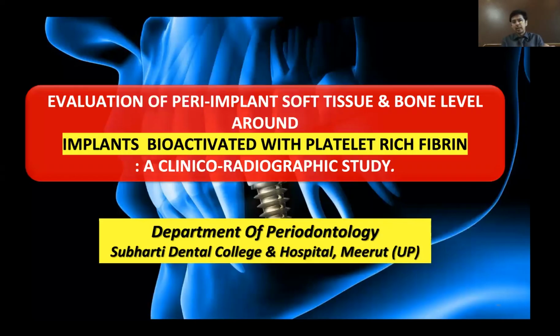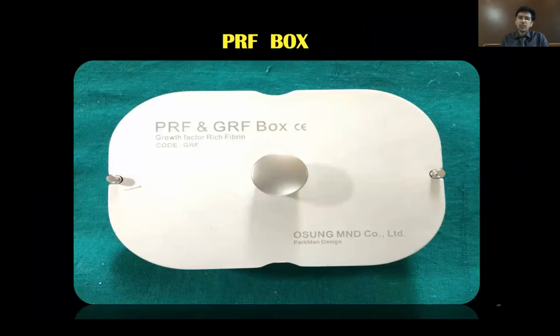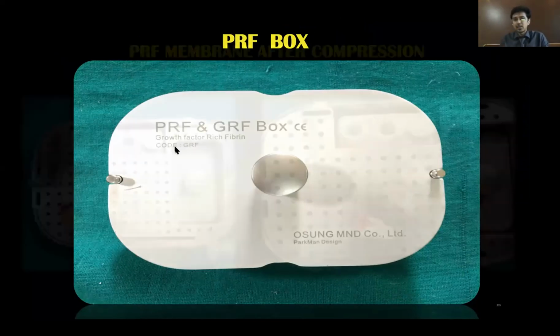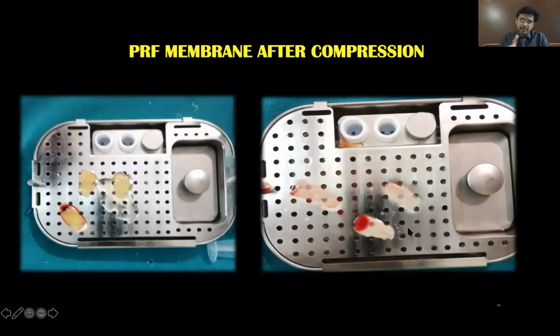I was the co-guide for the implant bioactivated platelet rich fibrin study. In this we used the original Choukroun box. Choukroun was the person who gave PRF, and he has also designed an indigenous Choukroun box. The cost is 7,000 rupees, and in it we can condense the PRF we have obtained in a test tube. So it becomes like a thin membrane.